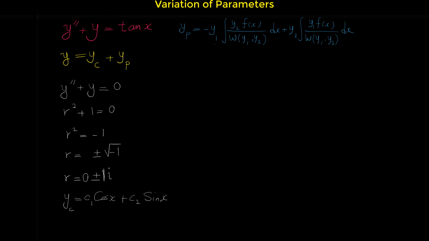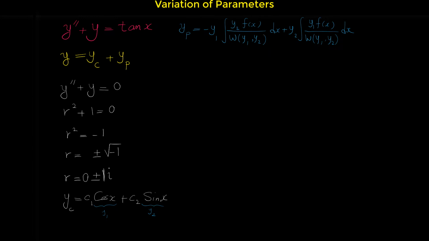Note that in this formula, y1 and y2 are the two functions that we found in the complementary solution. So in this example, y1 and y2 are cosine and sine of x. Here f(x) is the function on the right side of the non-homogeneous differential equation. So in this example, f(x) is tan(x).